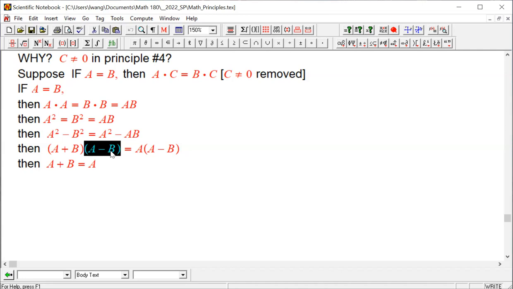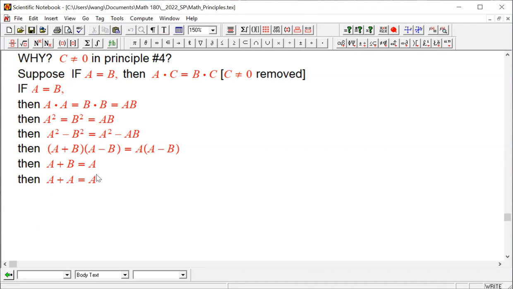Or like some of you would say, hey, I'm going to cross them out, reduced, cross them out, right? You have A minus B on one side, A minus B on the other side. I'm just going to divide both sides by A minus B. Then what? Because A is the same as B, therefore A plus B is the same as A. We can write it as A plus A equals A, because B is the same as A.